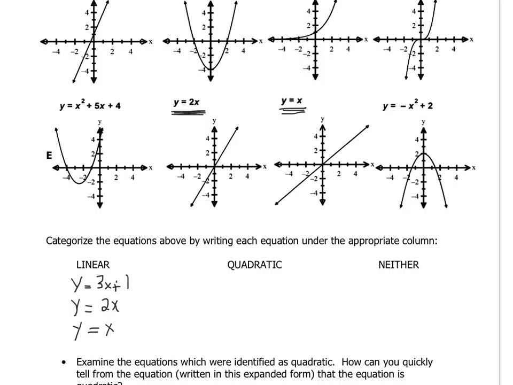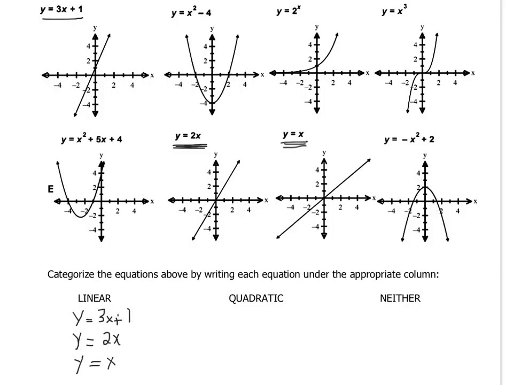So if we look at quadratics, we're looking for that U shape or upside down U shape, the smile or the frown. And based on the first page of notes that we had, we're also looking for something that has an x squared in it. So if we look at the next equation in the first row here, y equals x squared minus 4 has that shape of the graph of the parabola that we just talked about on the last page. So y equals x squared minus 4.